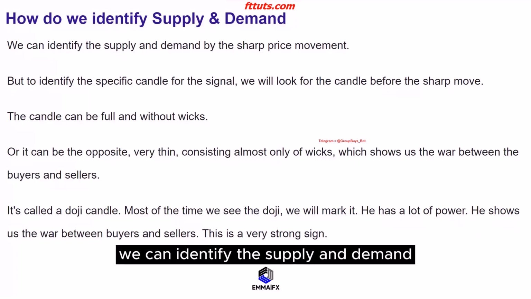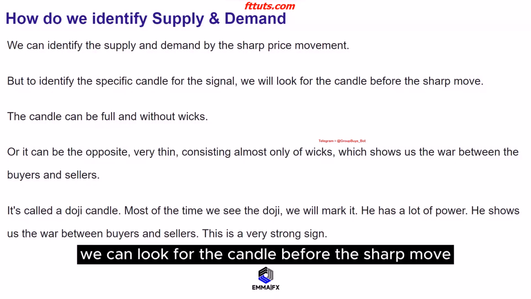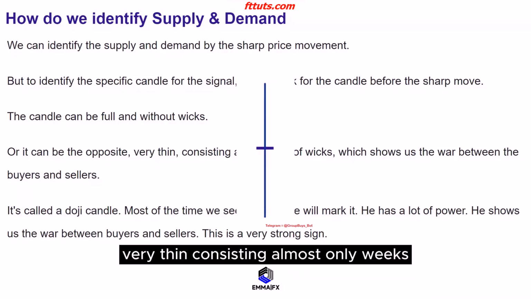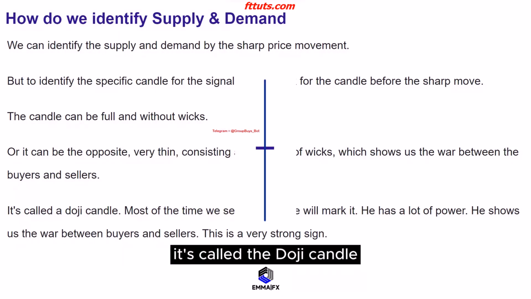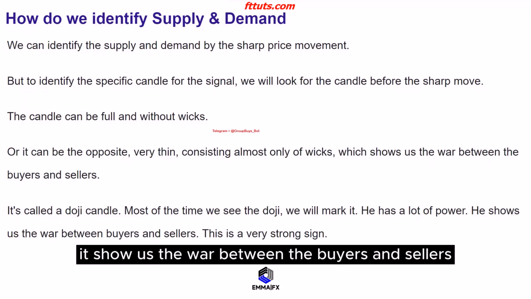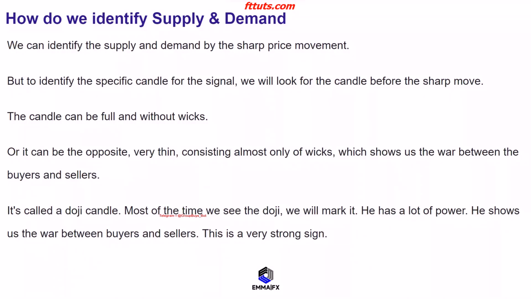We can identify the supply and demand by the sharp price movement, but to identify the specific candle for the signal, we can look for the candle before the sharp move. The candle can be full and without wicks, or it can be the opposite, very thin, consisting almost only of wicks, which show us the war between the buyers and sellers. It's called a doji candle. Most of the time when we see it, we will mark it. It has a lot of power. It shows us the war between the buyers and sellers. This is a very strong sign.